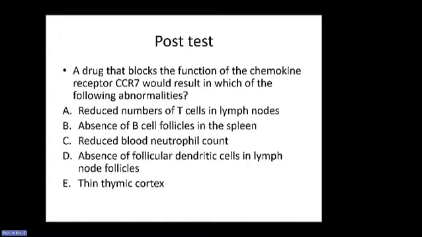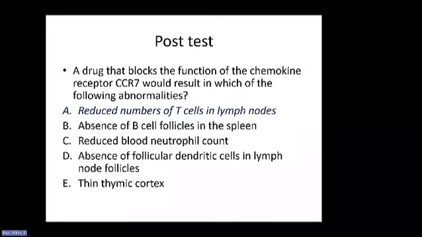Keeping that in mind, think about CCR7. CCR7 is related to the naive T cells and the movement of cells in the lymph node. So I was going to say reducing the number of T cells in the lymph nodes. So A is what I would have said. Okay, so that's the correct answer.